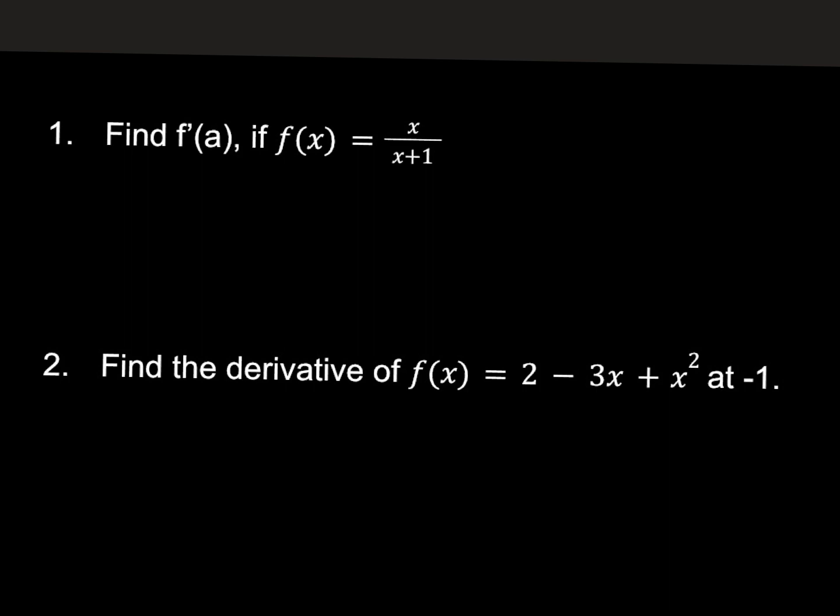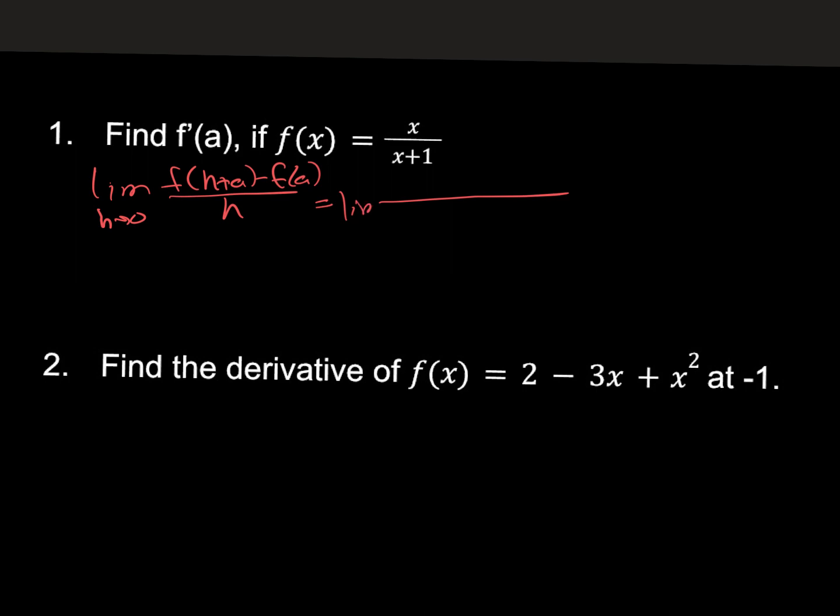First one says find the derivative at a if f of x is x over x plus 1. So your favorite limit is going to take care of that for us. I'm going to say limit as h approaches 0 of f of h plus a minus f of a, all over h. It's going to work that thing out. It's going to look like this.